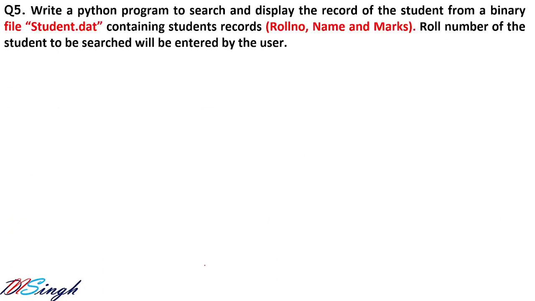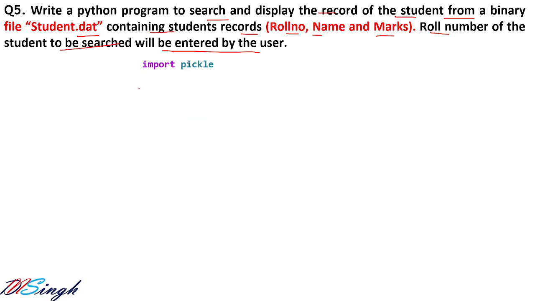Next question is: write a Python program to search and display the record of the student from the binary file student.dat containing the student record, roll number, name, marks. The roll number of the student to be searched will be entered by the user. So we need to write a function to add and a function by which we can search the record by its roll number.